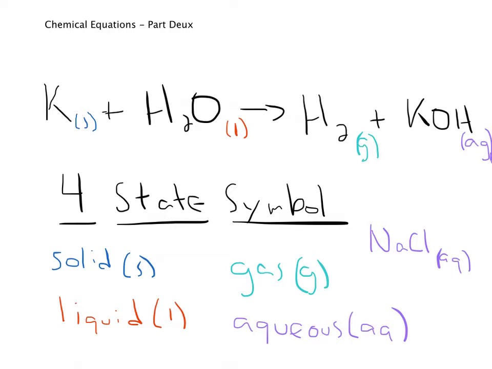So finally, how we read this here, potassium, we'd say solid potassium reacts with water, you could say liquid water, it's kind of redundant, but liquid water, to form hydrogen gas, and you could say potassium hydroxide solution, or you could say aqueous potassium hydroxide.